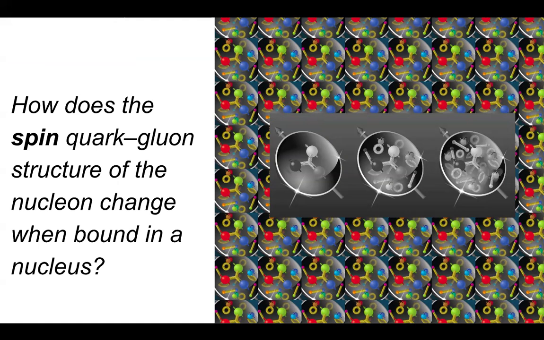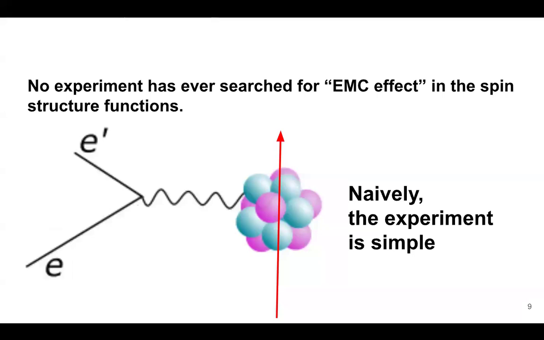And so you have the spin structure, you can measure that, but now the proton is embedded in a nuclear environment. So how do you do this measurement in principle? In principle, this should be easy, but there has been no experiment doing this. And no experiment ever has searched for the EMC effect equivalent in spin structure functions, even though the experiment, naively at least, is simple. You have electron scattering off a polarized nucleus. And then in principle, you should be able to understand this. So in principle, it's simple.